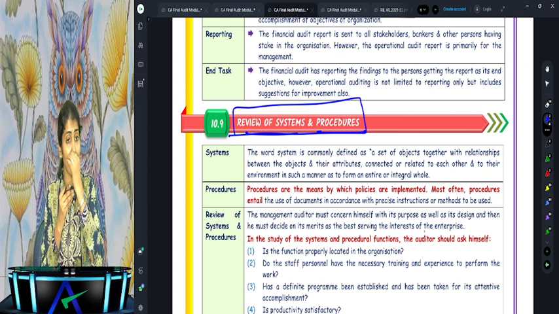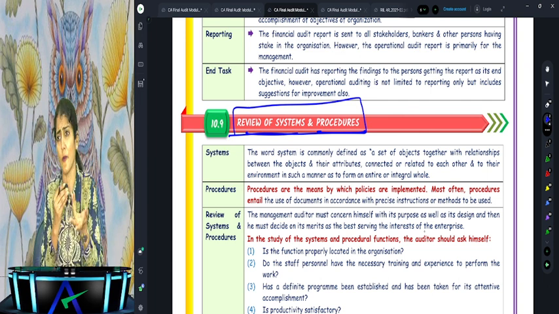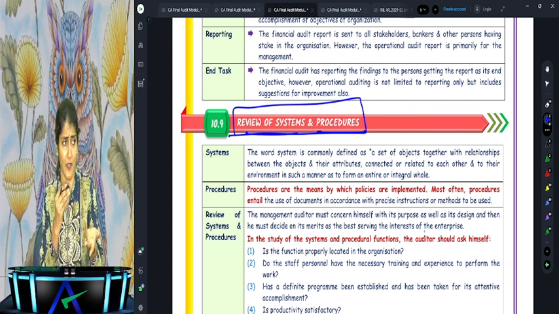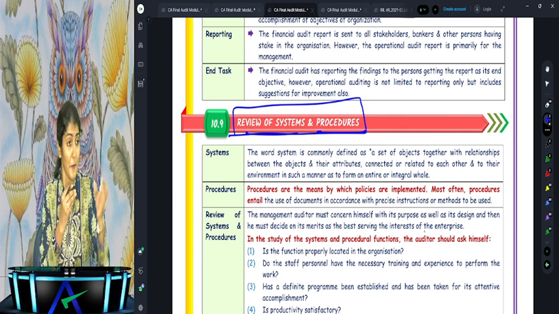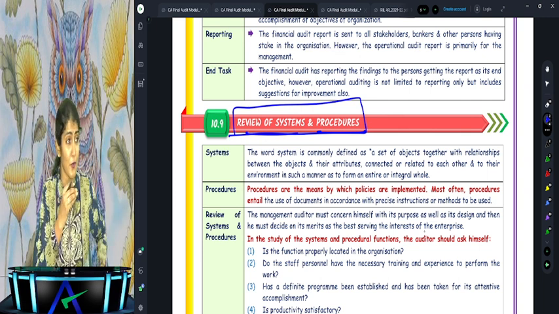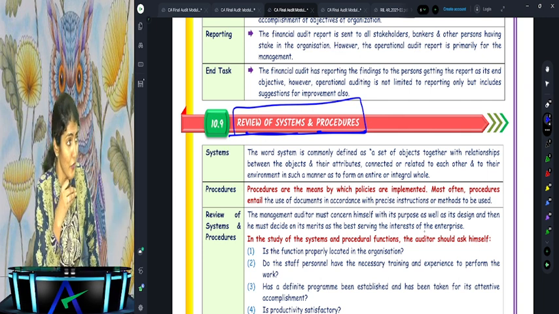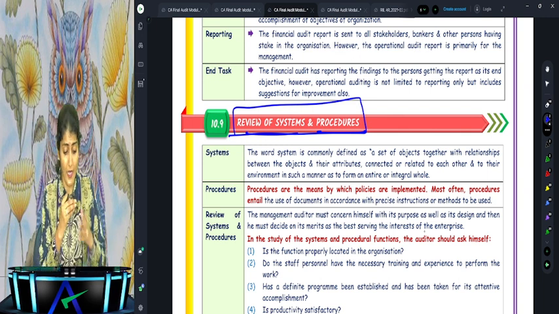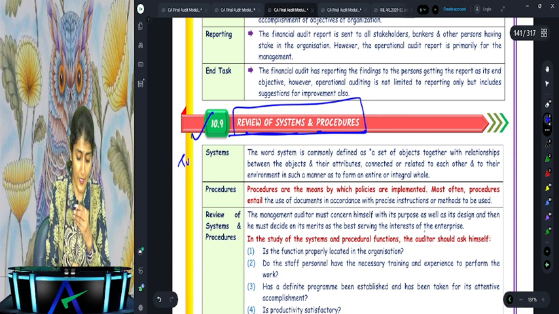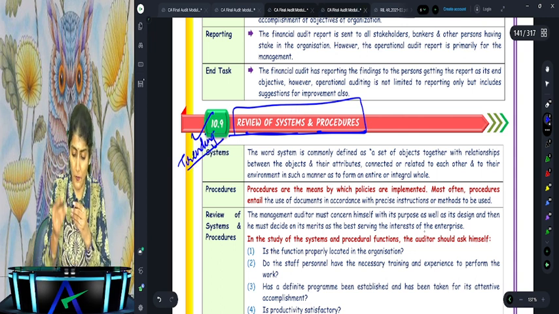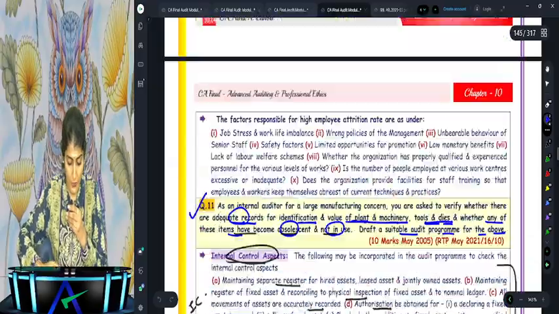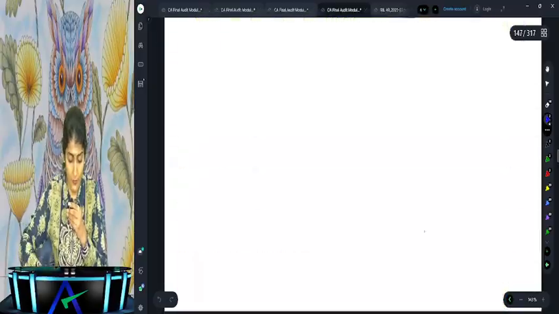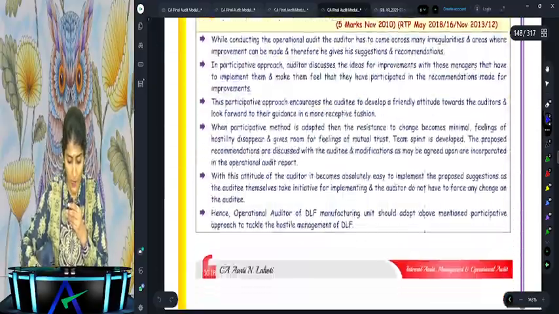Who has to do this review of systems and procedures? Obviously the management or operational auditor. That is why it has come over here, because we just talked about the internal control system, so immediately we can talk about the systems and procedures also. And right now this question is trending in the exam, regarding the review of the systems and procedures. I think there is some question of CA Gudiya on the review of the systems and procedures.